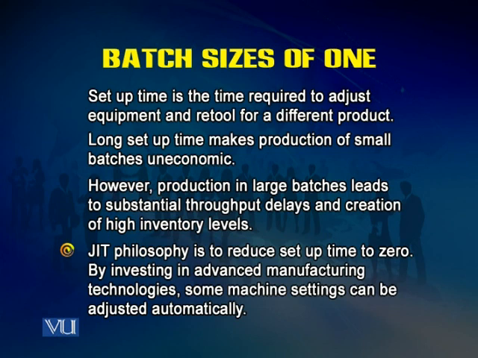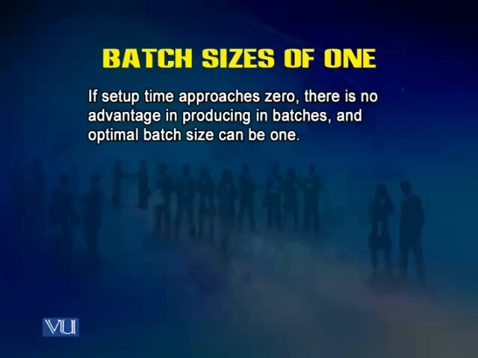Some machine settings can be adjusted automatically. If setup time approaches 0, there is no advantage in producing in batches, and the optimal batch size can be 1. So the batch size of 1 is another concept that we need to understand. We mentioned this earlier, batch size of 1.